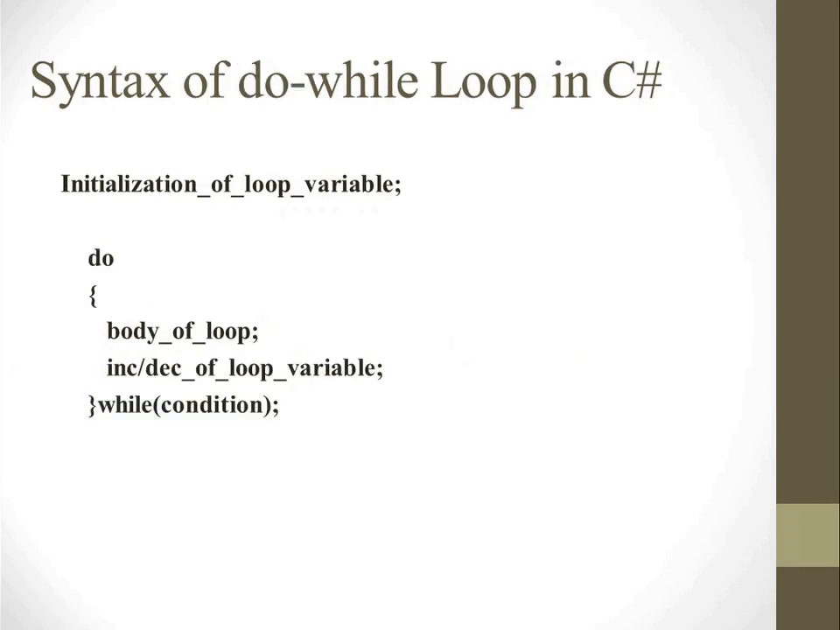Now let's come to the syntax of the do while loop. First we initialize the variable, then we have the keyword do. After the keyword we have the body of the loop, and within the body we again have the incrementation or decrementation of a variable. Again, incrementation and decrementation depend on the situation. It could be used at the start, in the middle, or at the end of the body.